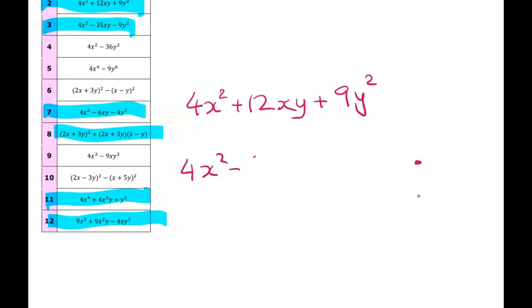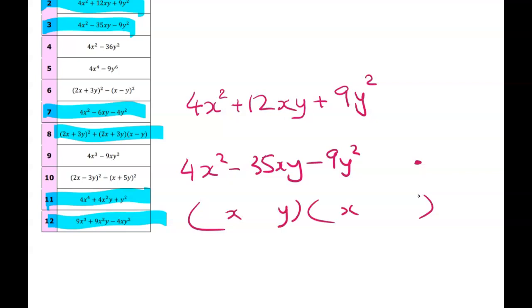4x squared minus 35xy minus 9y squared. So my pattern is going to have a something x here and a something y here and a something x here and a something y here.